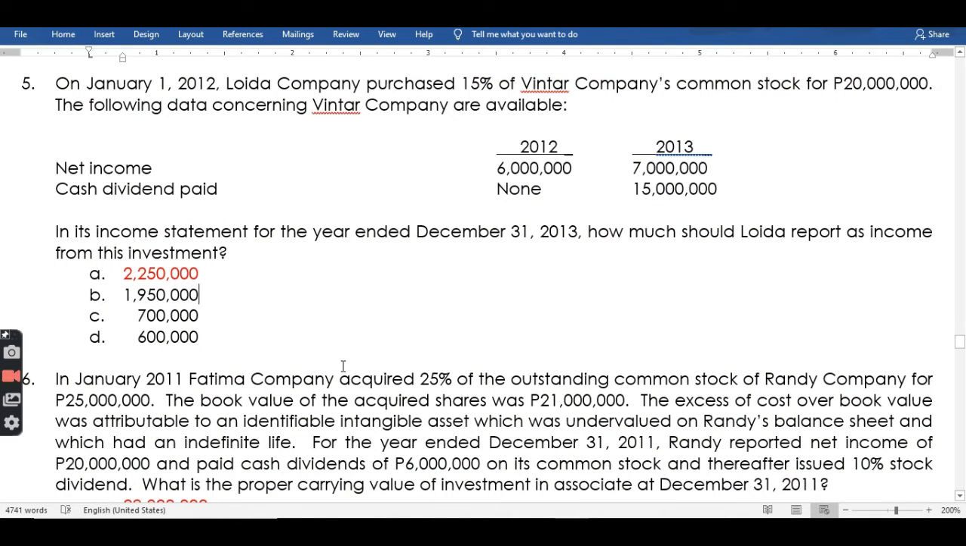Okay, so yan yung item natin dyan. Okay, so yun na. Kasi parang since hindi naman siya associate, ang basis lang ng income natin for 2013 will be yung ating dividend income lang, or yung dividend na makukuha.